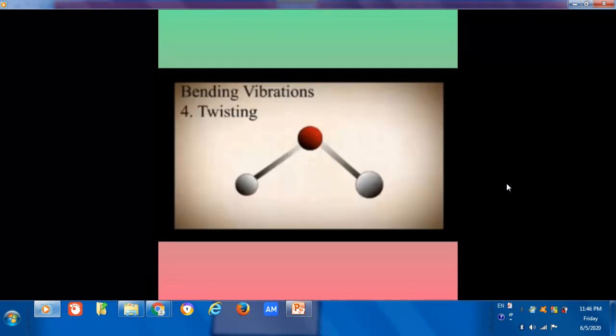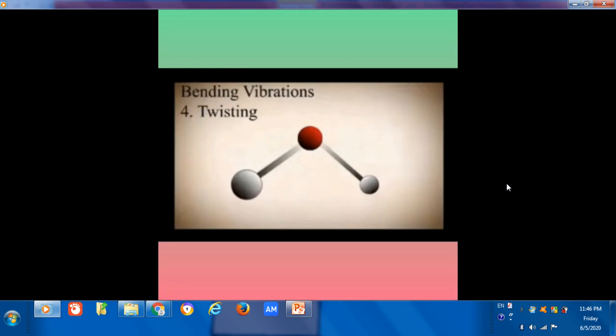This is twisting. In this type, one atom moves up the plane while the other moves down the plane with respect to the central atom.